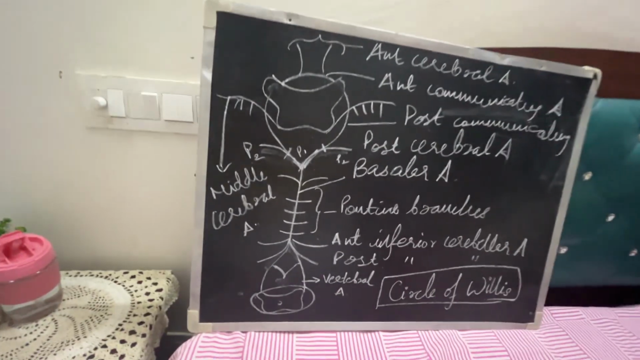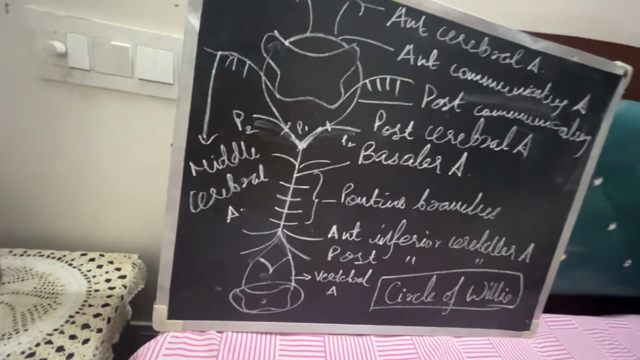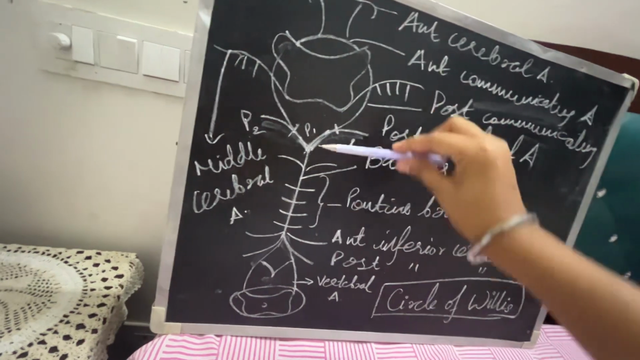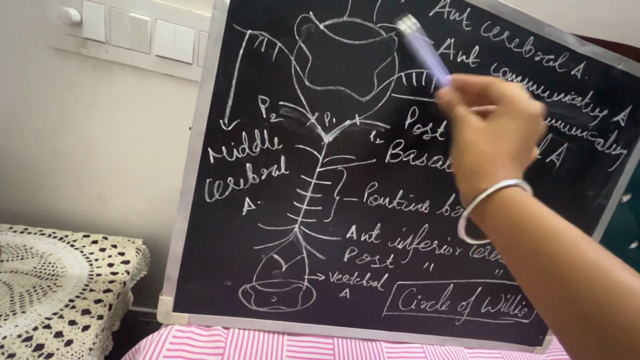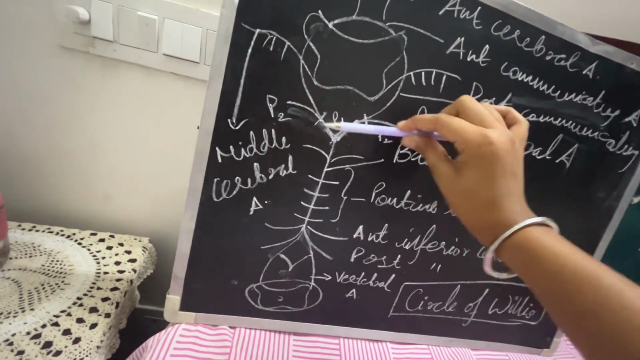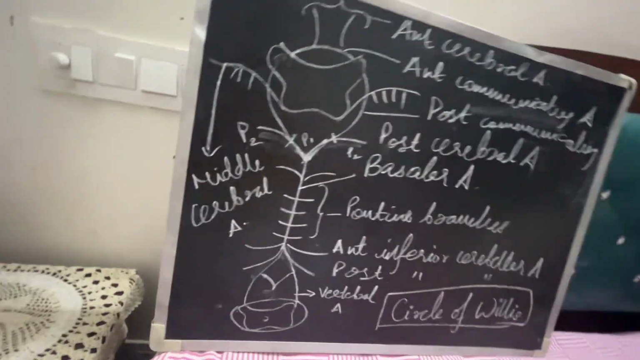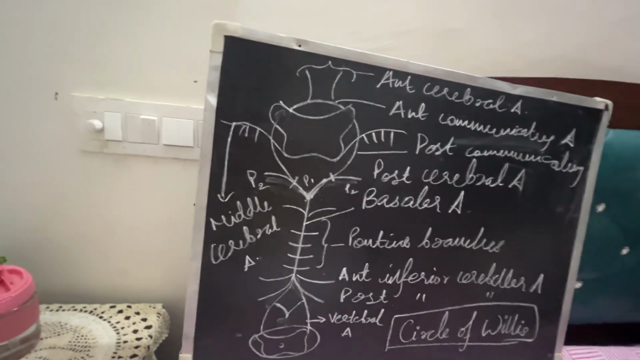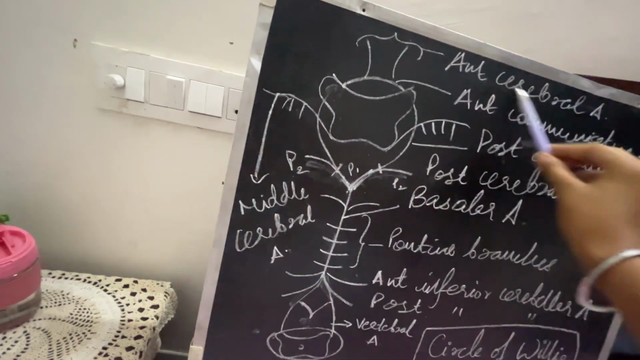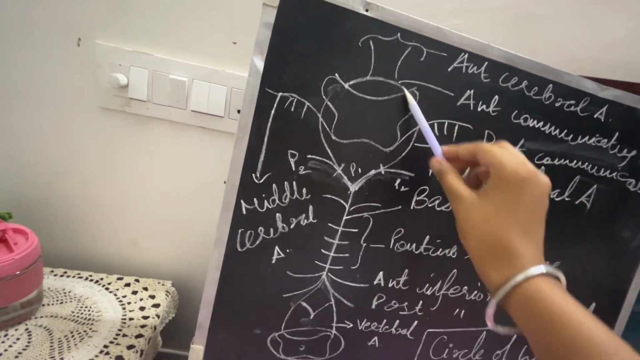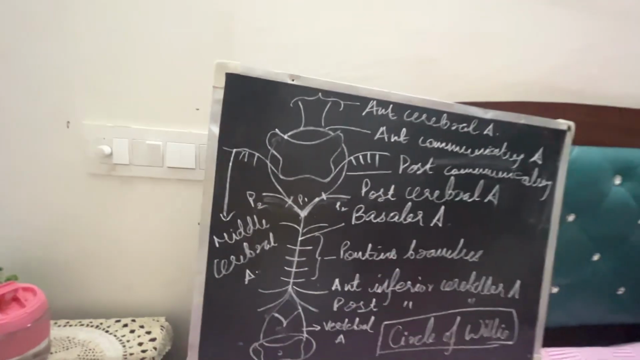Okay, so let's continue. This is the posterior cerebral artery. Now as we move ahead, we'll see these two, which further join the anterior cerebral artery. These two are the posterior communicating arteries. By the name it suggests, they communicate between the posterior artery and the anterior communicating artery, which further communicates with the anterior cerebral artery.